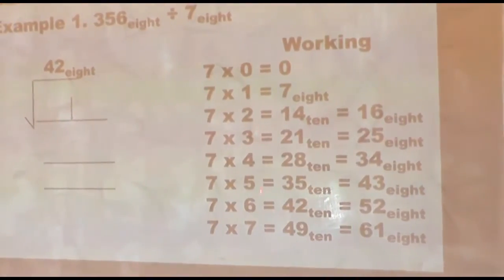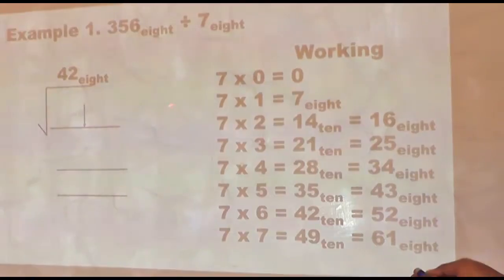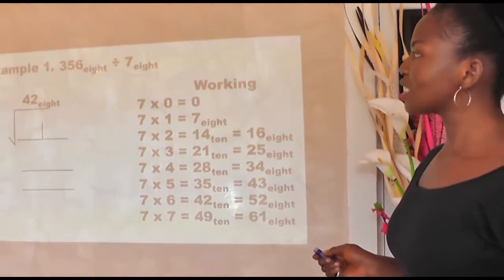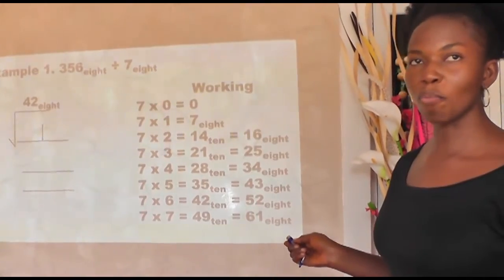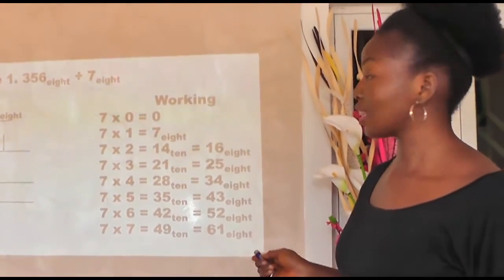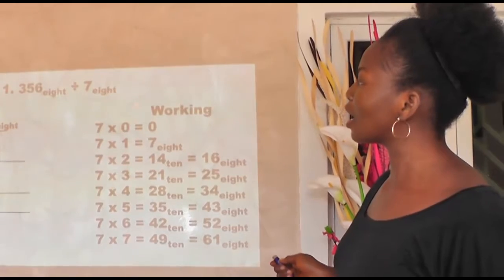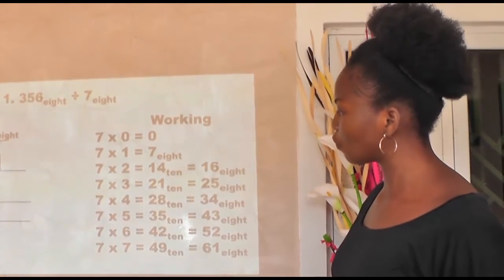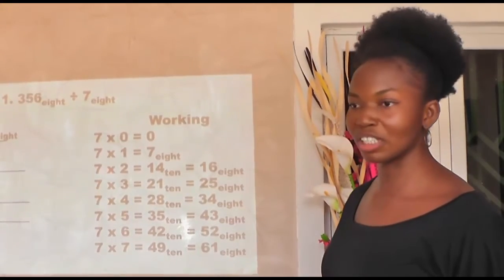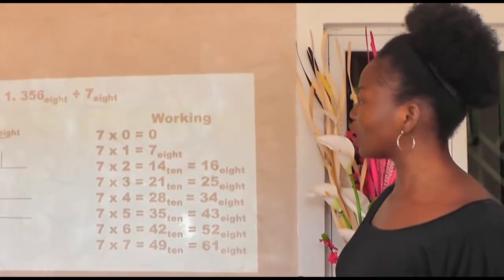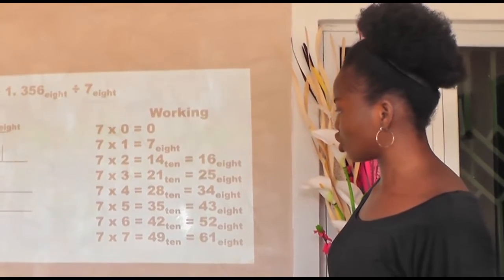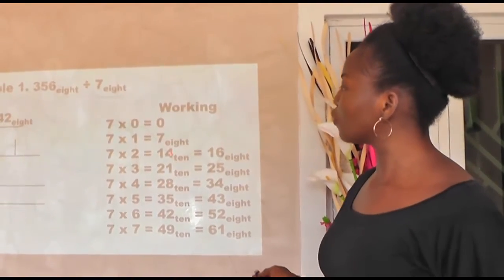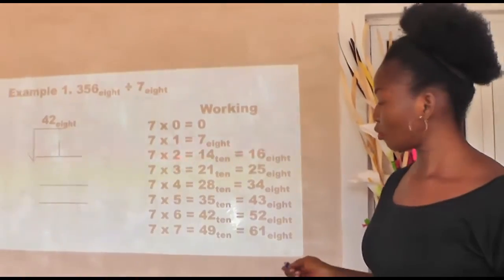Now we will be stopping at 7 because in our previous classes we said that a base 8 number cannot have more than 8 digits. That means base 8 numbers include 0, 1, 2, 3, 4, 5, 6, and 7. So this is all about base 8. Having done this, it will make our division easier for us.